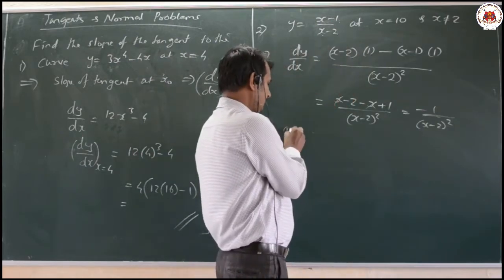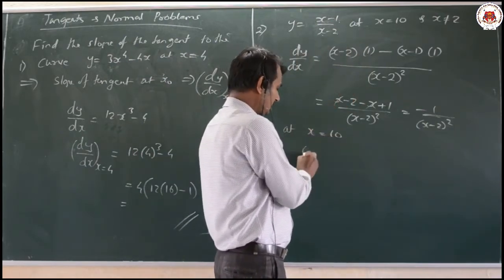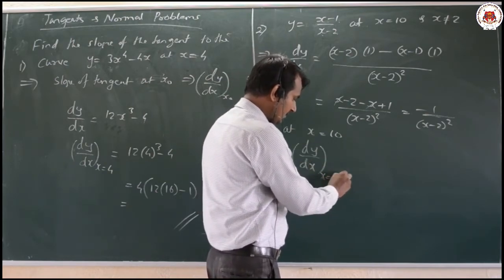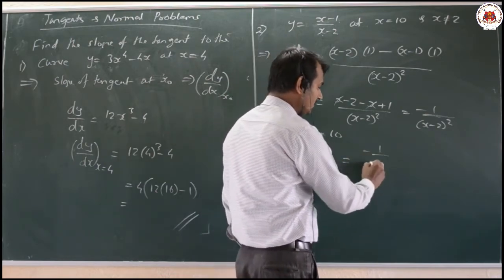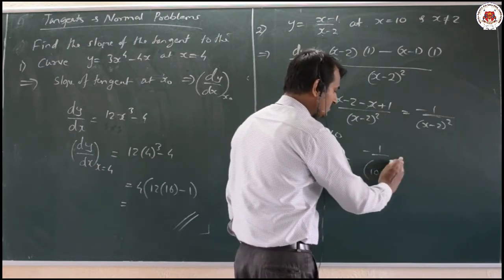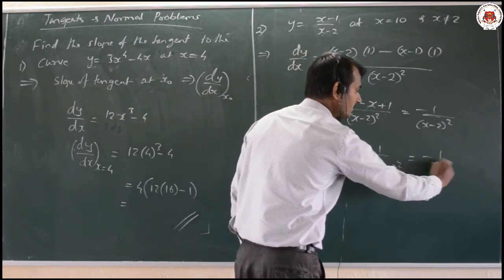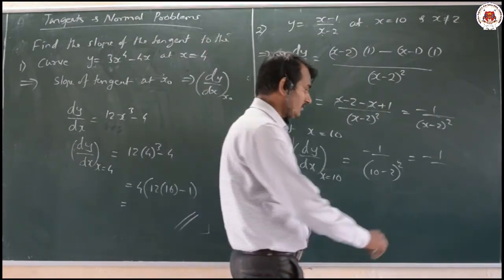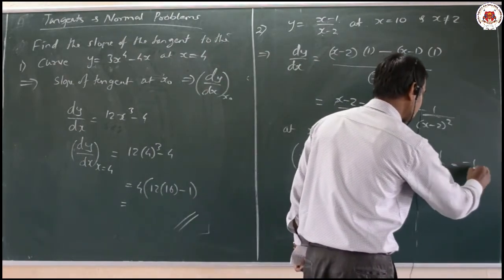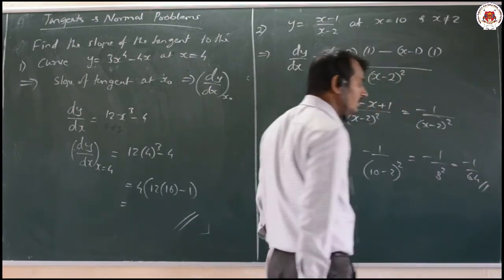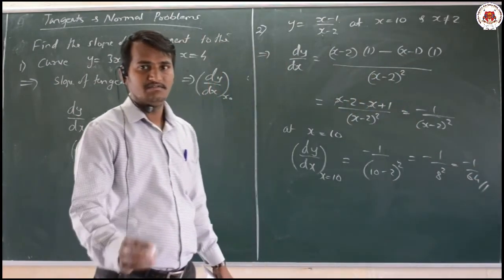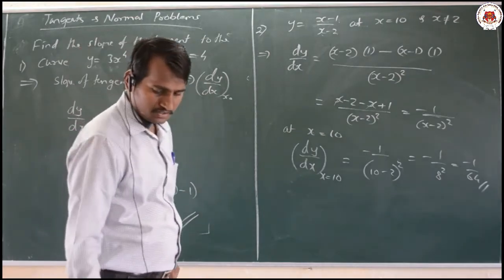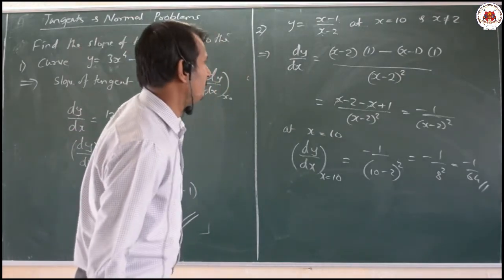Now at x equal to 10, dy by dx at x is equal to 10 is equal to minus 1 divided by 10 minus 2 whole square. That is nothing but minus 1 divided by 8 square, that is minus 1 divided by 64. That is the required very simple result. Okay, fine. That was all about the second example.